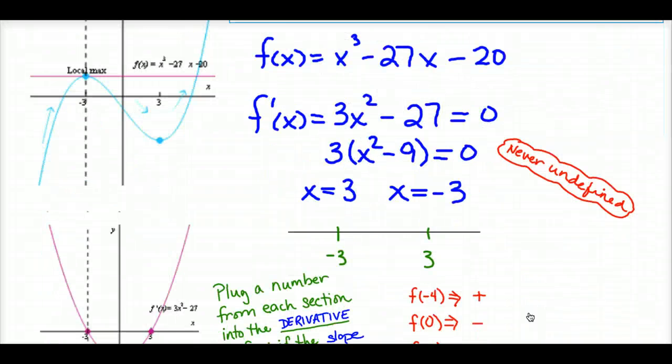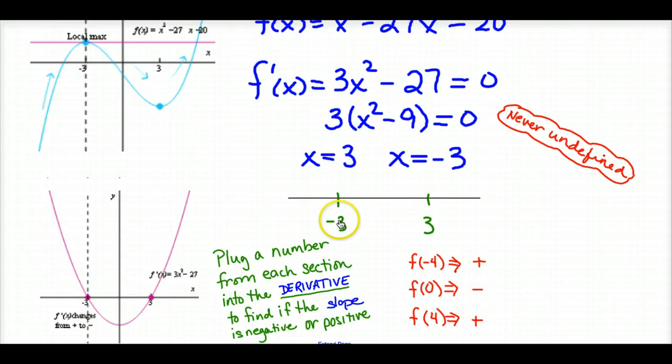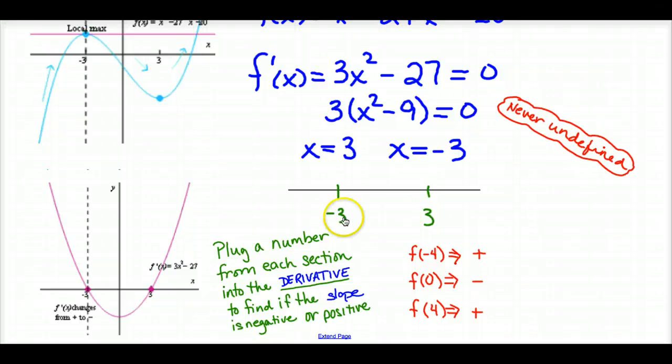So the next thing we're going to do now is put in our critical points on a number line. So I'm going to put negative 3 and positive 3 on a number line. This is where we're going to have our possible maxes and mins, because those are our critical points. So what we will do here is plug a number from each section into the derivative to find if the slope is negative or positive. So we're going to pick a point over here in this section. So I just picked negative 4. You can pick any point you want.